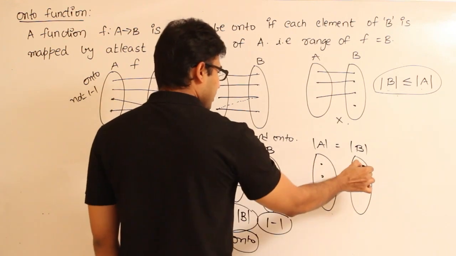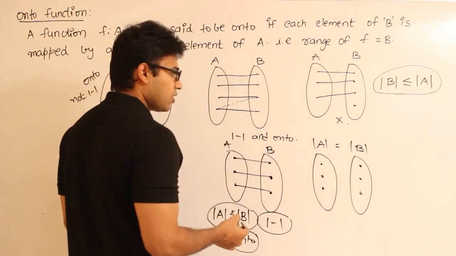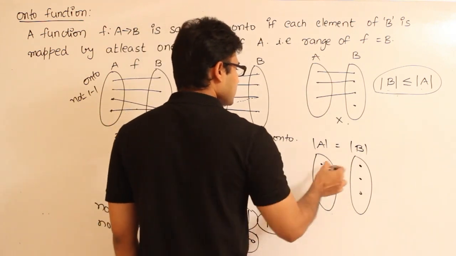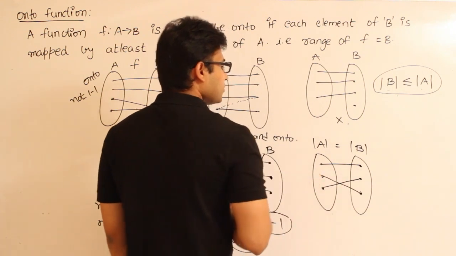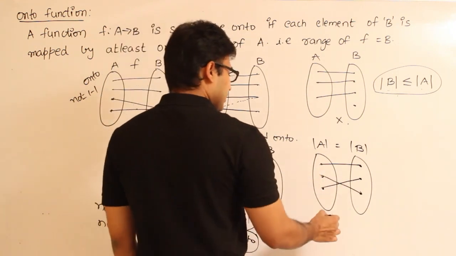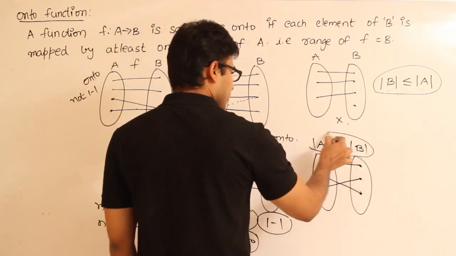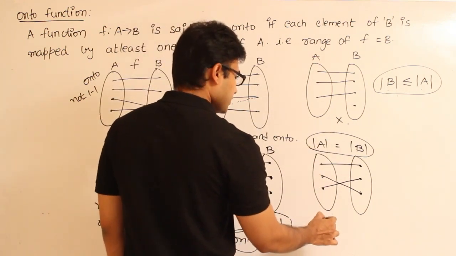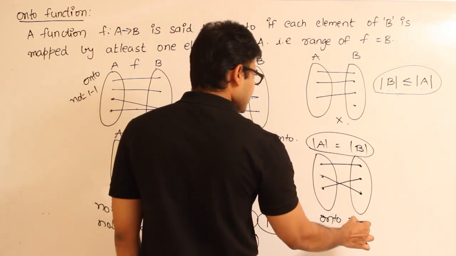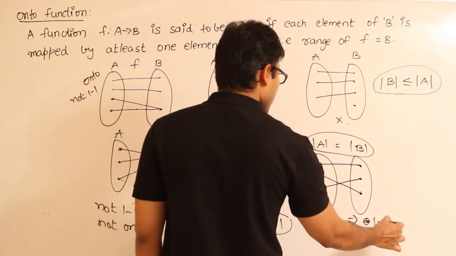And now if it is known that it is an onto function, onto function means every element here is going to get one element here, right? Then what can you say about it? So if this condition holds, the number of elements in A equals the number of elements in B, and it is known that the function is onto, then it is definitely going to be 1-1.